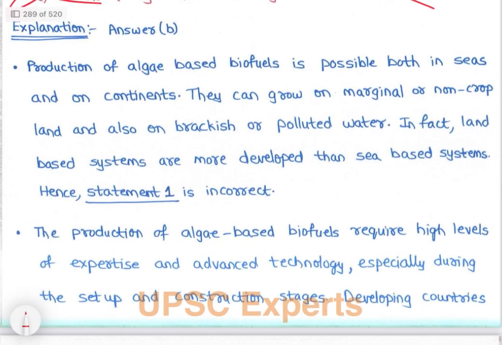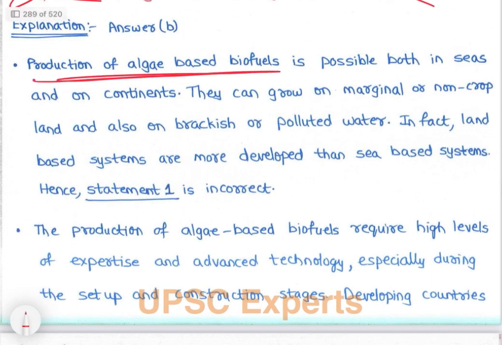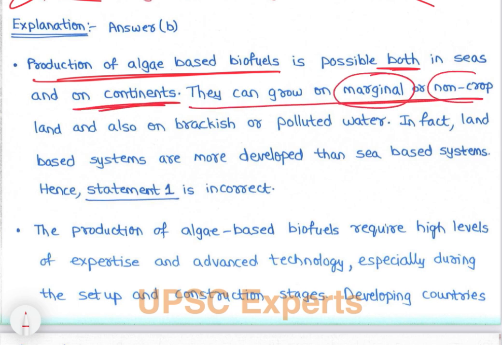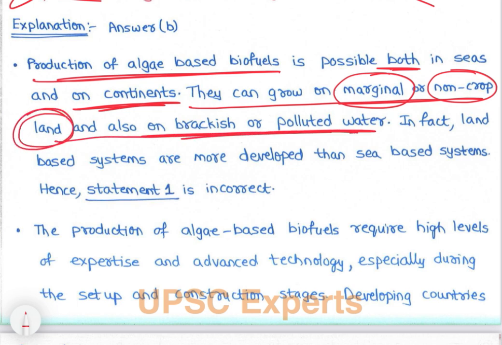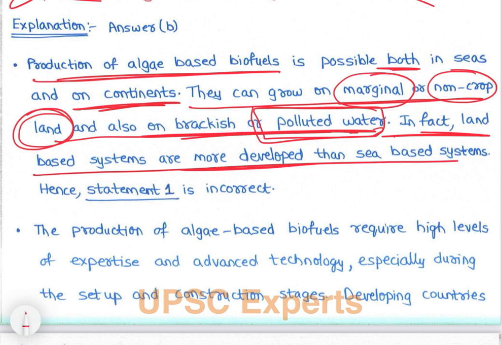Now let's understand. Production of algae based biofuels is possible both in seas and on continents. They can grow on marginal or non-crop land. Algae can grow on non-crop land, and also on brackish or polluted water. In fact, algae can grow in polluted water. In fact, land-based systems are more developed than sea-based systems. Hence statement 1 is incorrect.